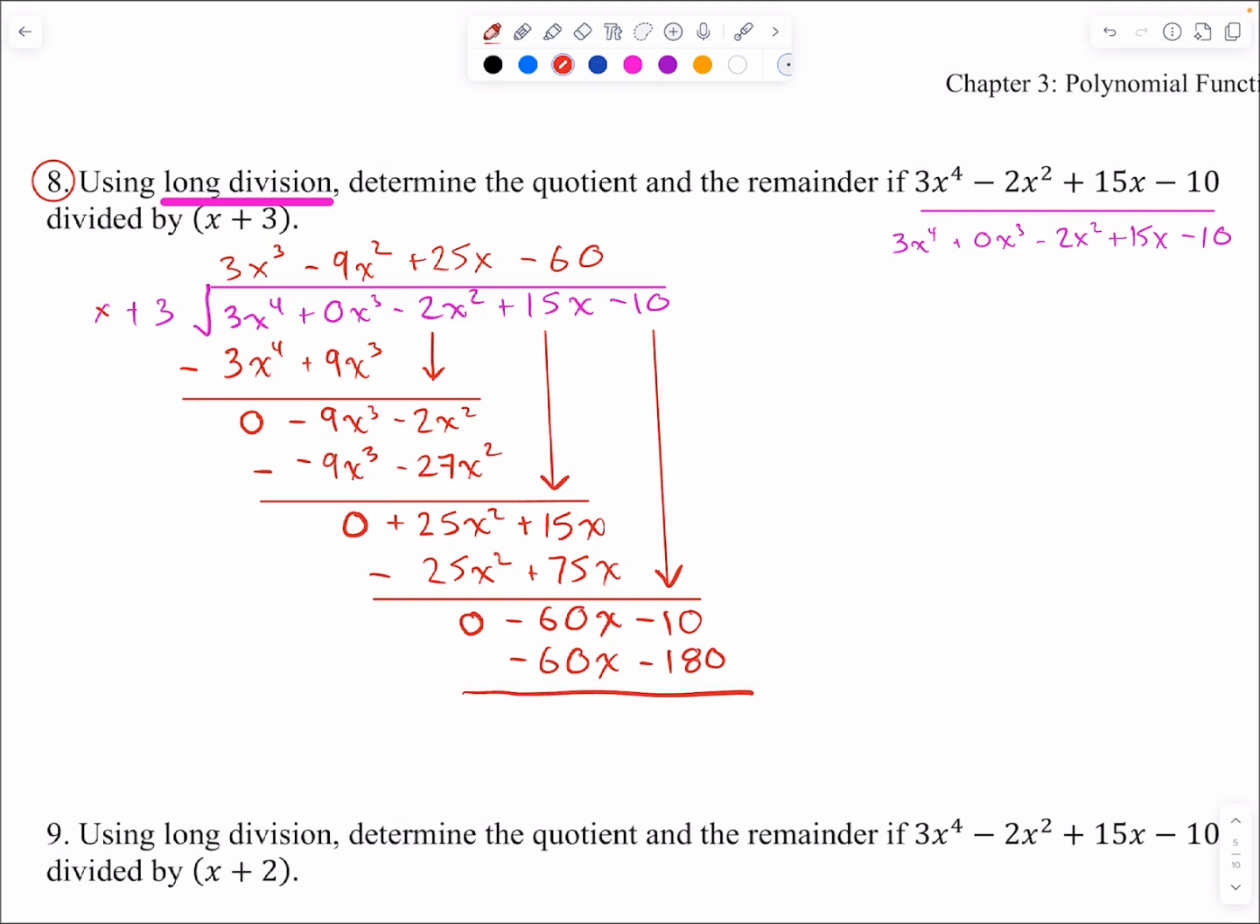So let's take the difference there. That's negative 60x plus 60x, which is 0. And then we're going to have negative 10 plus 180, which is positive 170. Okay. This guy right here is your remainder.